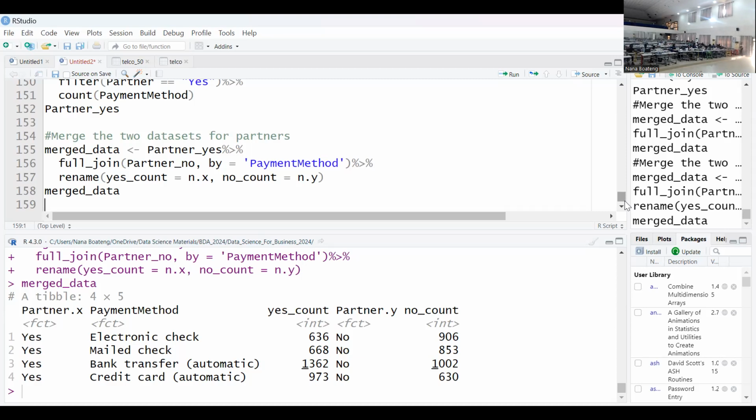Should I save the work before closing RStudio, or should I just turn it off? Please save it. If you don't save it, you lose everything you've done. Save it before you turn it off.